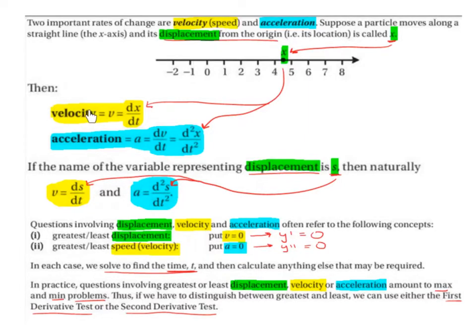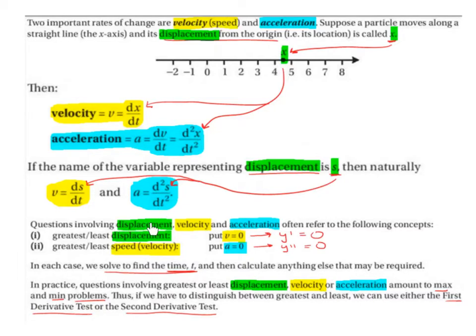Then velocity, v, is dx dt. And acceleration, a, is dv dt. If this is v, then we're just differentiating again, which is the second derivative, d squared x dt squared. So velocity is the first derivative, acceleration is the second derivative. If the name of the variable representing displacement is s, then naturally the velocity would be ds dt, and the acceleration would be d squared s dt squared.